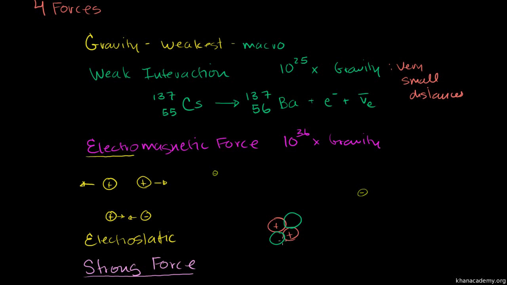And one question that may or may not have jumped into your mind when you first saw this model of an atom is like, well, I see why the electrons are attracted to the nucleus. It has a negative Coulomb charge. The nucleus has a net positive Coulomb charge.